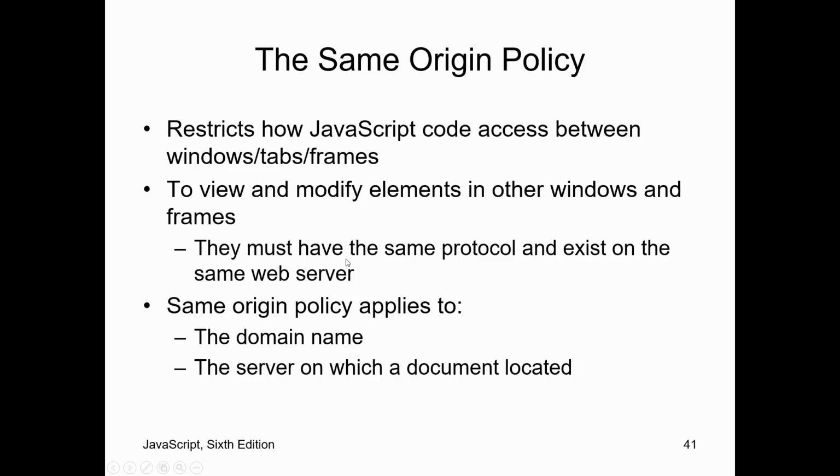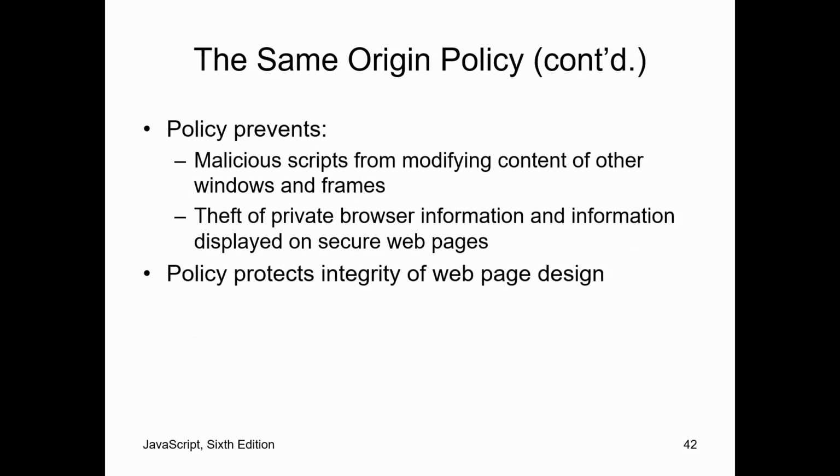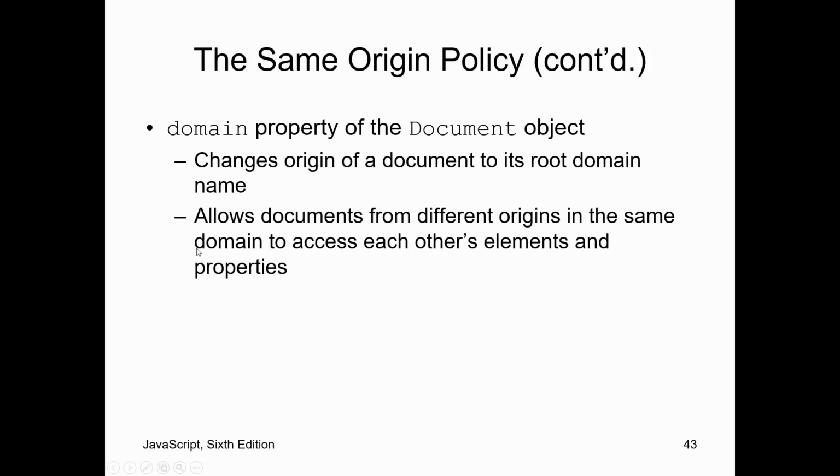Now, the same origin policy is a little bit heavy, for lack of a better word. As it says, it restricts how JavaScript code accesses content between different windows, different tabs, and different frames. The idea is you want to protect your code from everybody, including yourself. Again, you want to keep malicious things from happening. The domain property, as it says, changes the origin to its root origin.